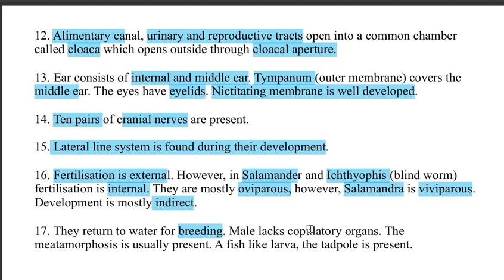Males lack copulatory organs. The metamorphosis is usually present because most of the amphibians show indirect development through metamorphosis. So that's why metamorphosis is usually present. A fish-like larva, which is the tadpole, is present.